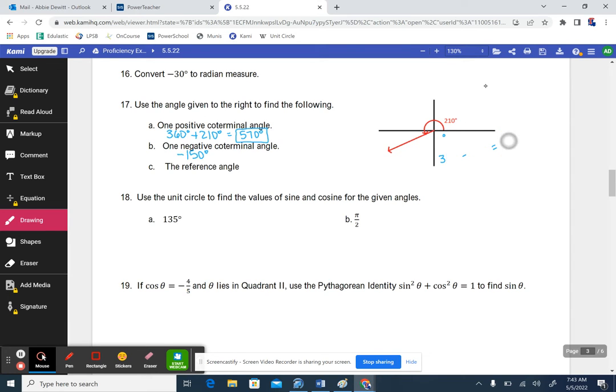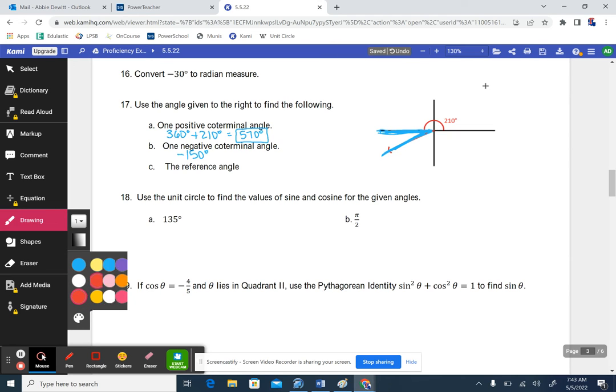The definition of a reference angle is the acute angle that is formed with the x-axis. So here's our x-axis. I'm bolding it in blue. There's my x-axis. If I wanted to form an acute angle with my red line there, would I use the left side of my x-axis or the right side? You would use the left side, because if I use the left side of your x-axis and this red angle, that is an acute angle.